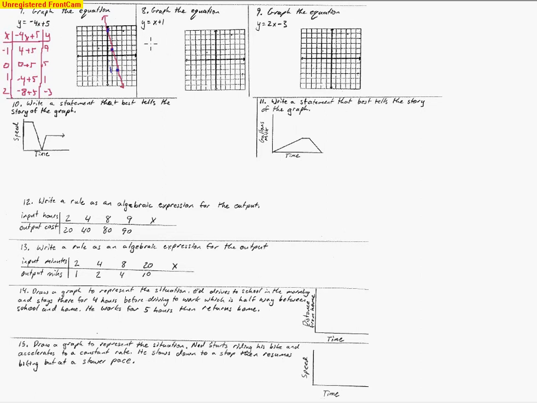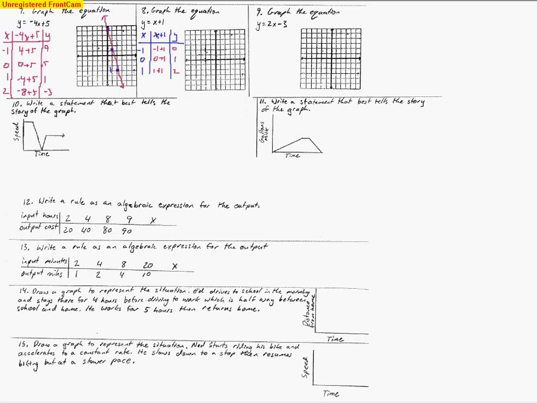Let's take a look at the next one. I'll do the same sort of thing I had done before. I'm going to take some x values, plug them into the rule, and find out what the outputs are. Now I'm going to again try negative 1, 0, and 1. So I go ahead and substitute. Negative 1 in for x, so I have negative 1 plus 1 gives me 0. 0 in for x, 0 plus 1 gives me 1. And 1 in for x, I have 1 plus 1 gives me 2.